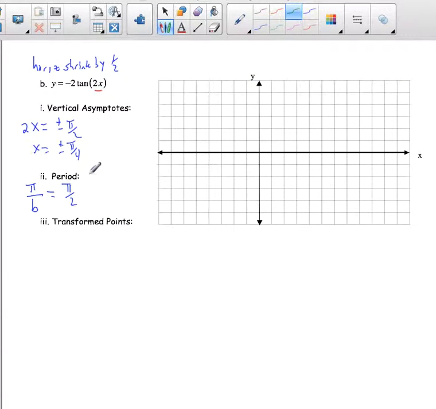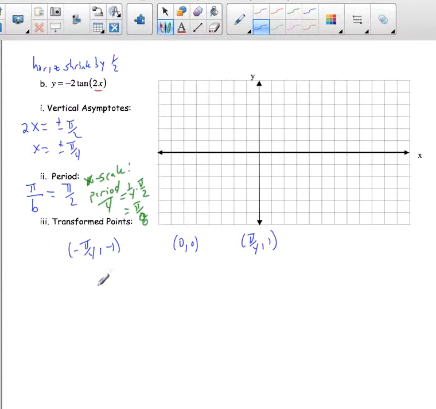Key points: when I do my x scale, I want to set it at the period over 4. So in this case, that's 1/4 times pi over 2. So I want intervals of pi over 8 for my x-axis. That will be helpful. And then let's transform those three key points. So we had negative pi over 4, -1, 0, 0, and pi over 4, 1. On sine and cosine, we only transform 1 point. On tangent and cotangent, it's helpful to transform 3 points. These are the 3 points for tangent.